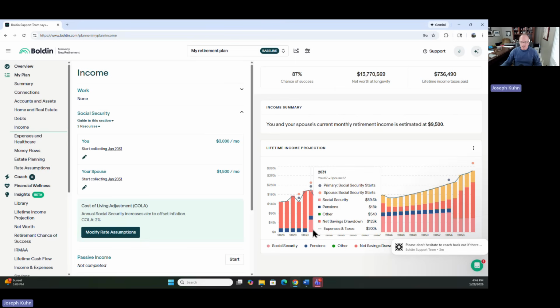Okay, now when you come over here, this is lifetime income projection. It's on a graph here. You notice that the Social Security is $59,600 in the first year. I thought it was going to be 54. Well, the $4,500 a month that you get off the socialsecurity.gov website is in today's dollars.